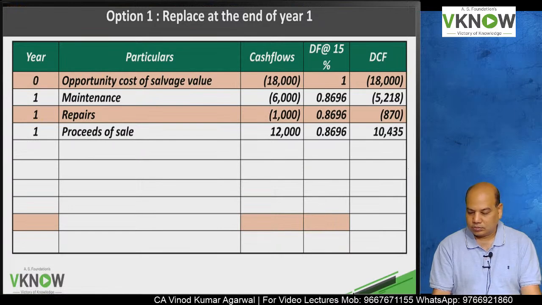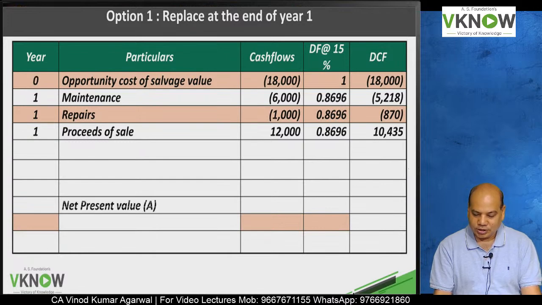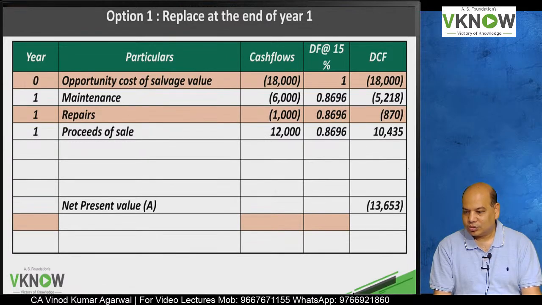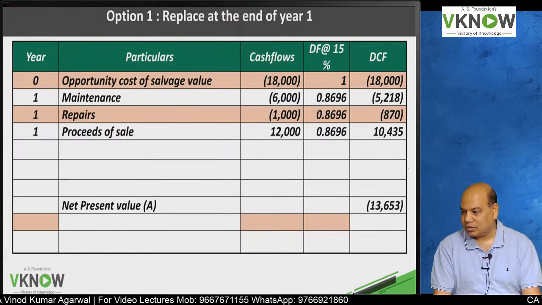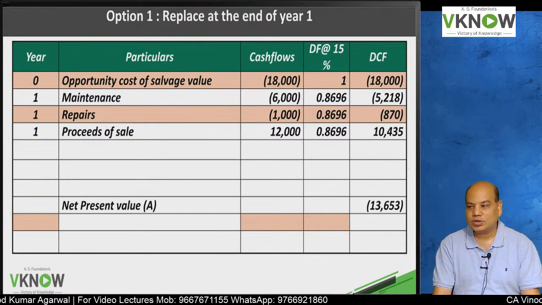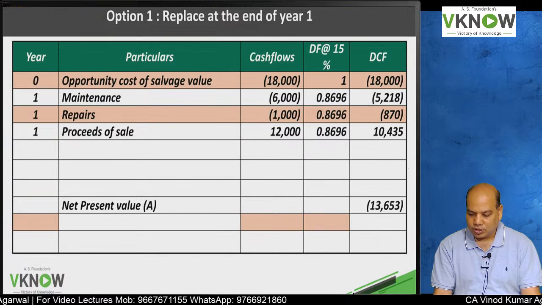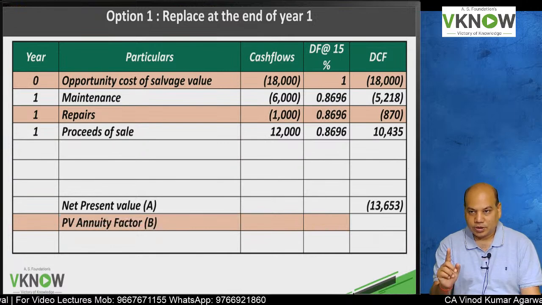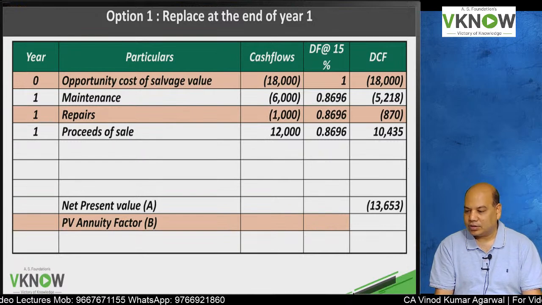Solve please. 10,435. Take the total. That is the net present value. Anybody? 13,653. Take the total. A 1 or 2 rupee difference is okay. Now the PV annuity factor.